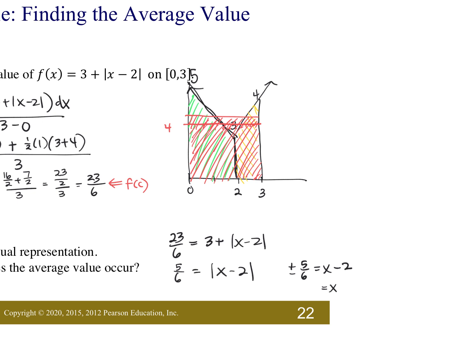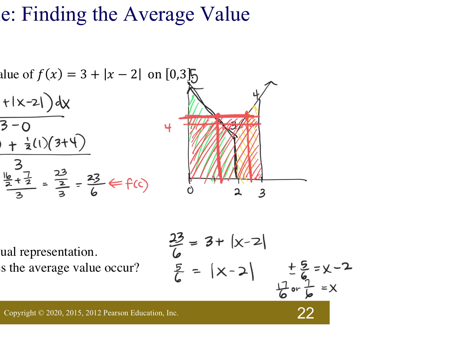So either x is 17 sixths, or x is 7 sixths. Yep. So it's happening twice. And that should make sense to you, because look at this line at the top: it hits the curve in 2 places. It hits it right here, and it hits it right here. So both of those are positions where the average value is happening.